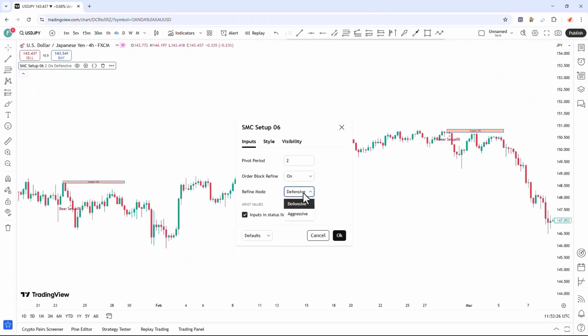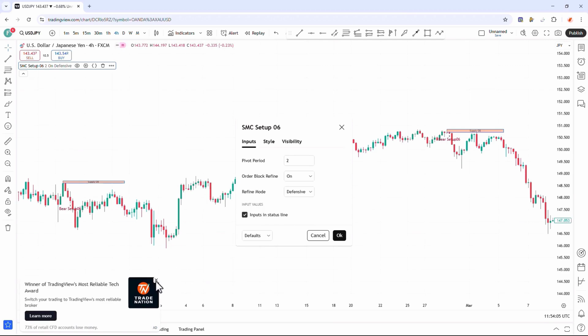In the next section, there is the Refine Mode option, which allows us to determine how to optimize the order blocks, with 2 modes available, defensive and aggressive. Risk-averse traders can use the defensive mode, and by selecting this mode, the width of the order blocks decreases and the number of trades also reduces, like in this section. Additionally, risk-tolerant traders can choose the aggressive mode, and by selecting this mode, the width of the order blocks increases, allowing them to identify more opportunities.